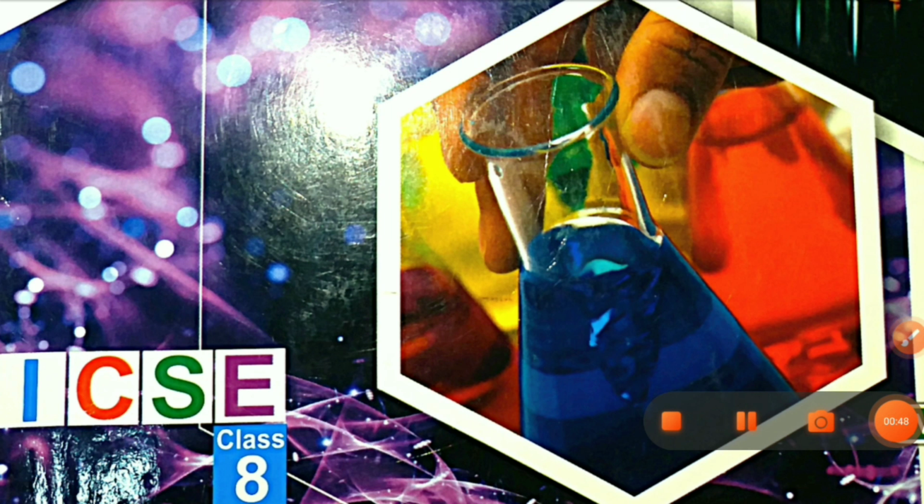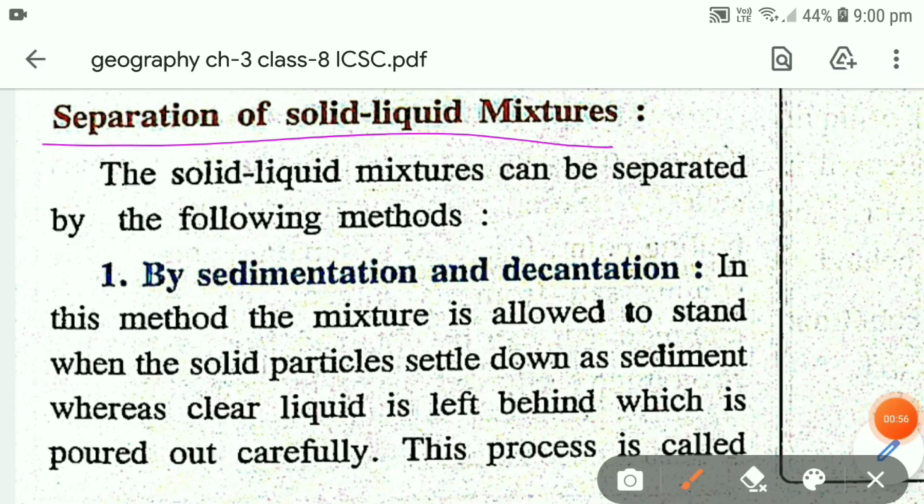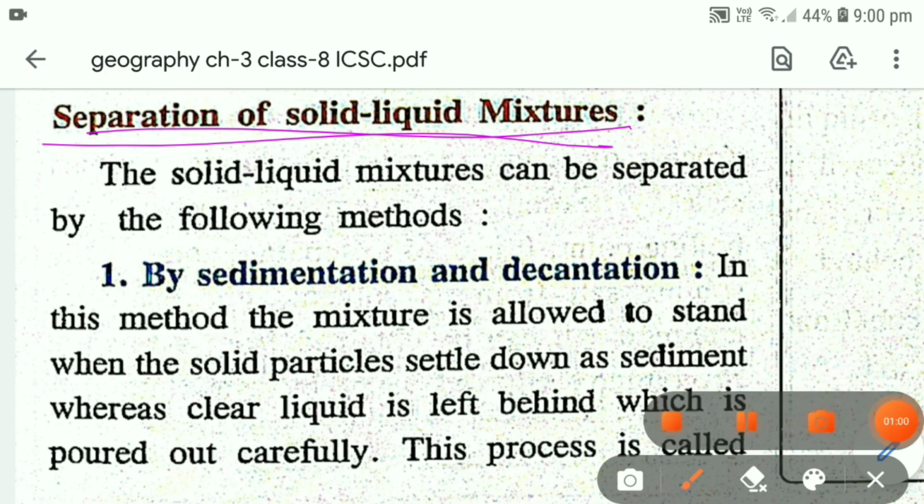Children, I told you that it is an interesting chapter as well as an important chapter too. So we should be studying this chapter very consciously. Let's begin. So, separation of solid to liquid mixtures. If you have not watched the part 4 video, then kindly watch part 4 to understand this part, that is part 5, clearly. Okay.